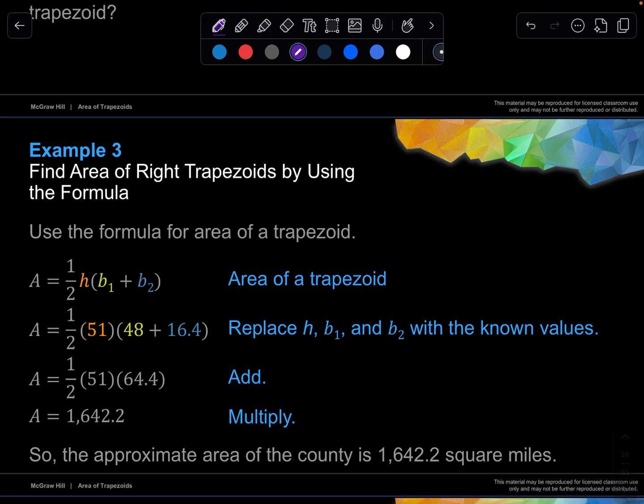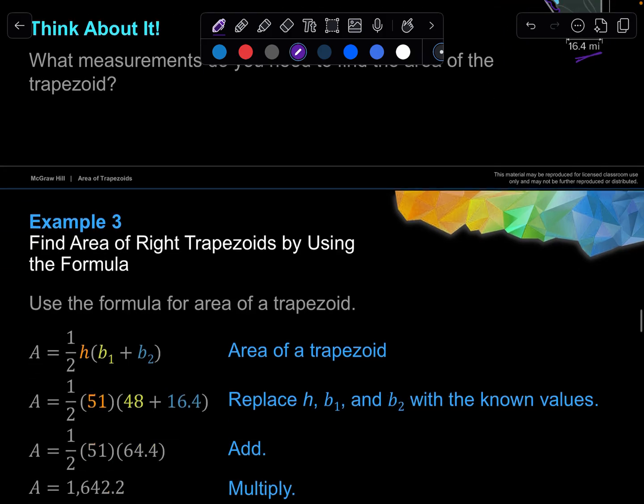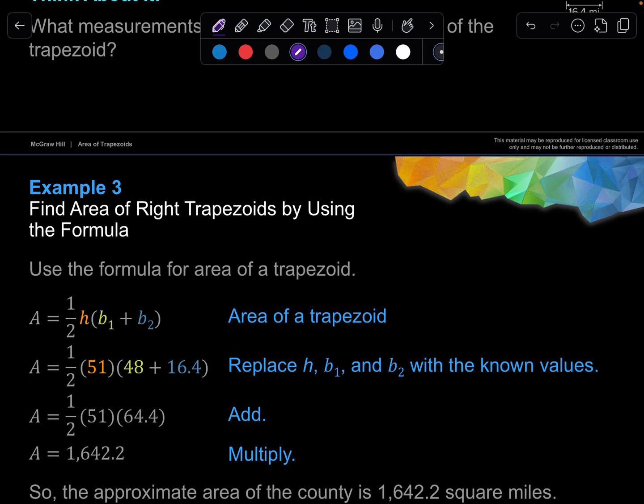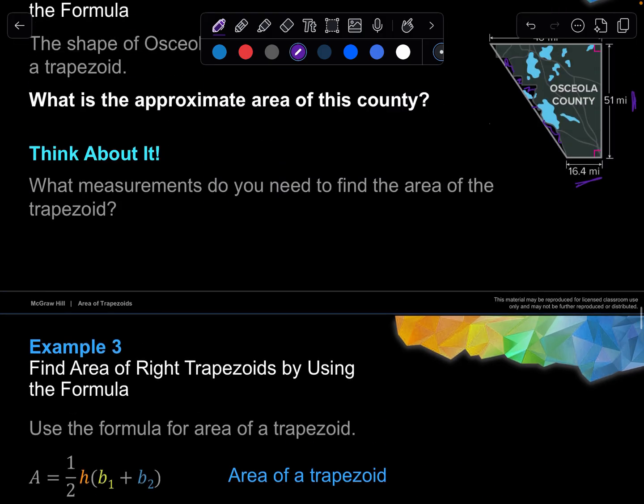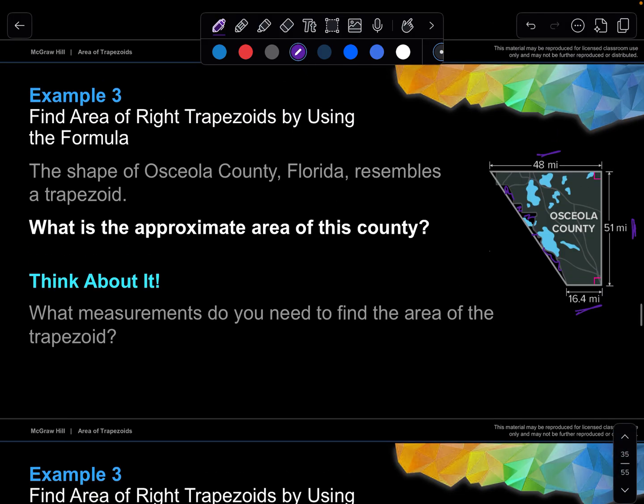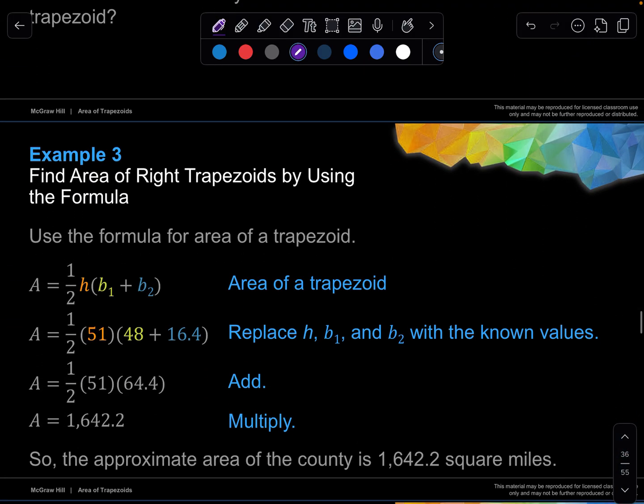Half h times b1 plus b2. Our height h is 51. b1 and b2 are 48 and 16.4. If you substitute in the formula, you get an area of 1642.2 square miles. Remember, it's square miles in this case because your dimensions were in miles.